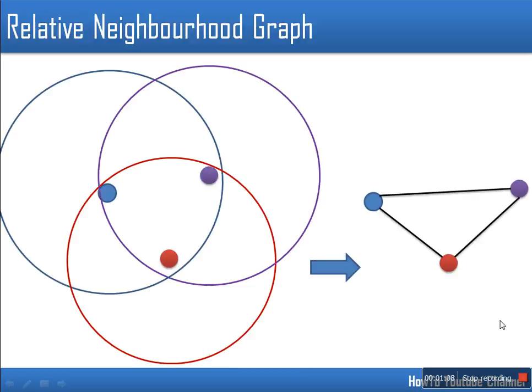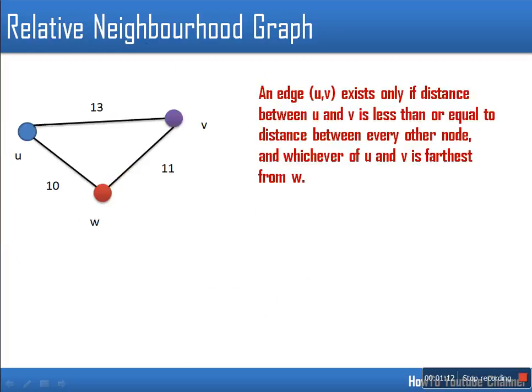So we are going to take this example for relative neighborhood graph. This graph has a property. It says that an edge between u and v exists only if the distance between u and v is less than or equal to the distance between every other node w and whichever of u and v is farthest from w. Here I have missed the w, so w is also there.